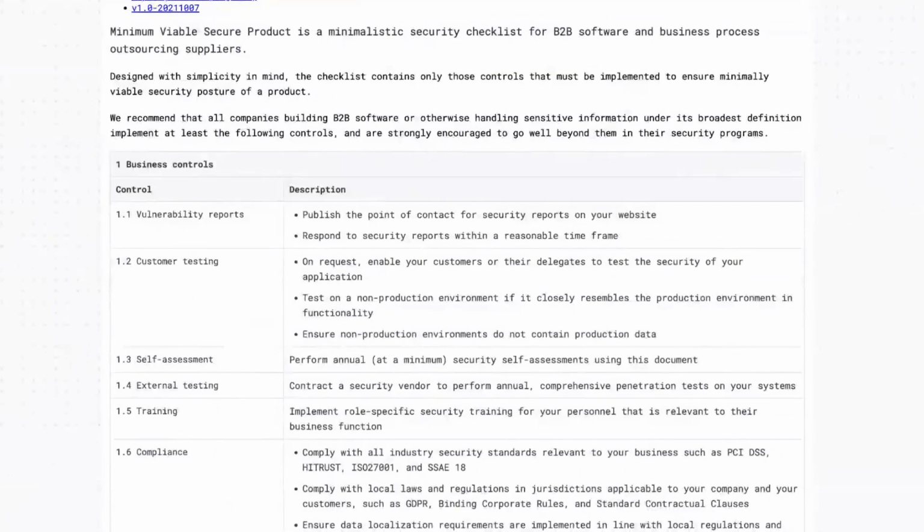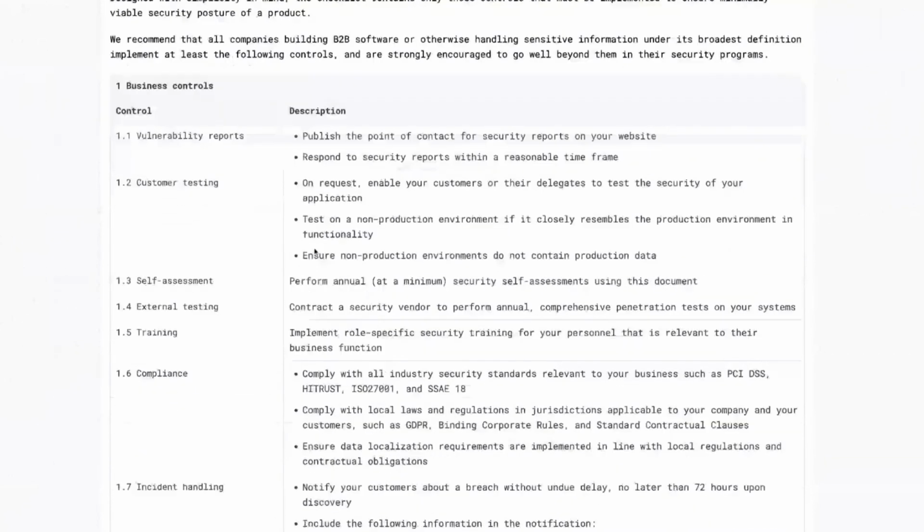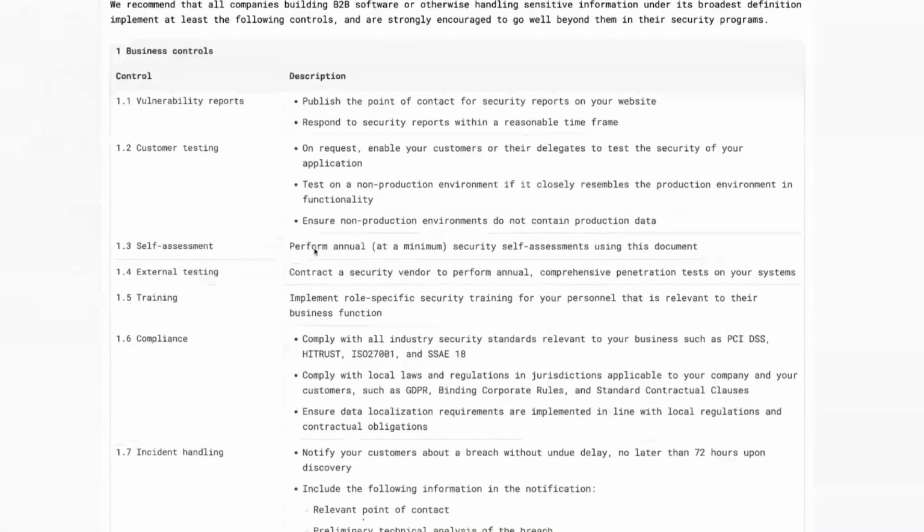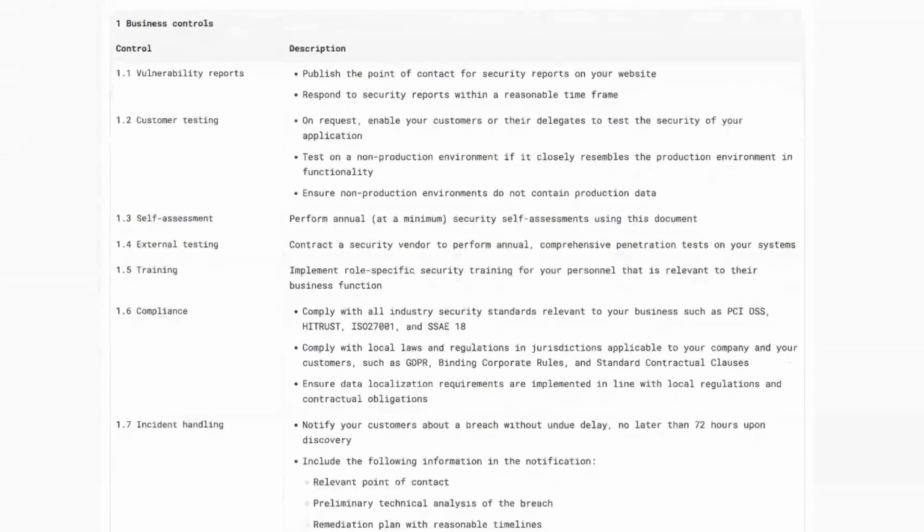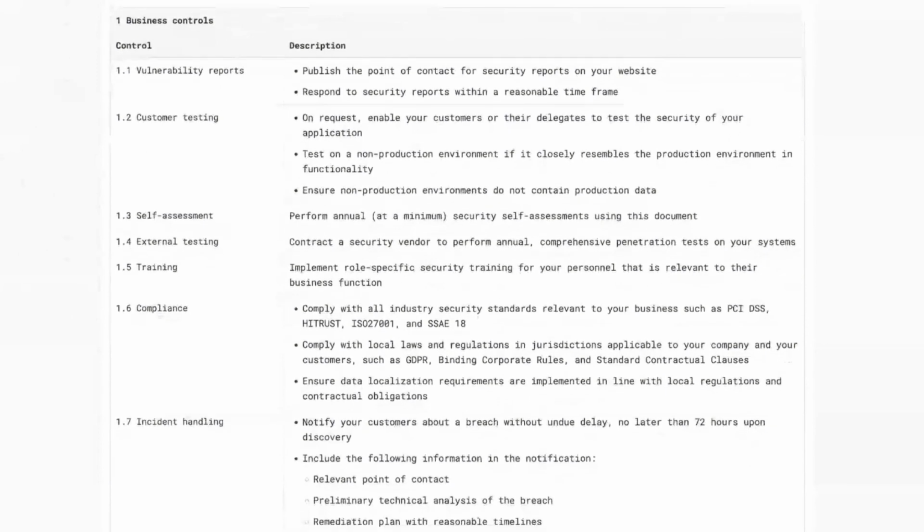Yeah, so we try and break up the controls into 4 different sections, and feel free to scroll down. Starting with business controls, we're talking very much about the controls that your business has around your product. MVSP is very product centric. So it's, how do you report bugs in these kind of products? How do customers come in and test your products if they want to take a look at how your product interacts and functions? We obviously reference self-assessment because we want people to do the MVSP checklist on an annual basis.